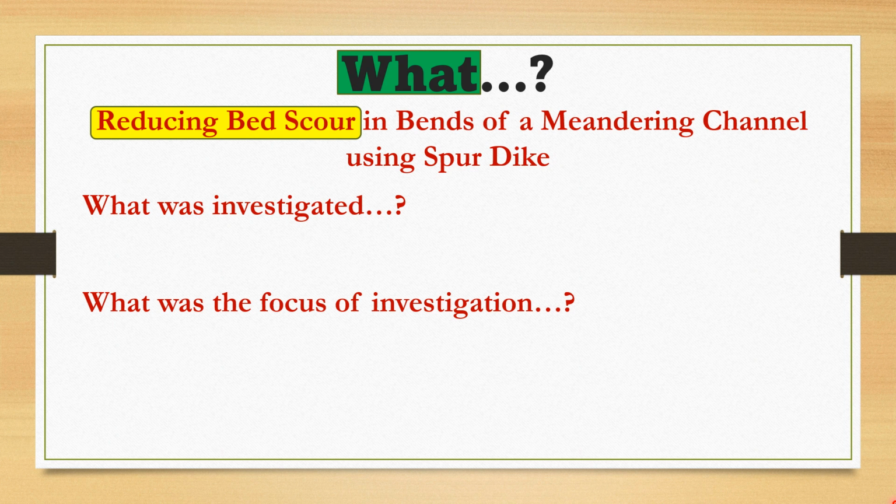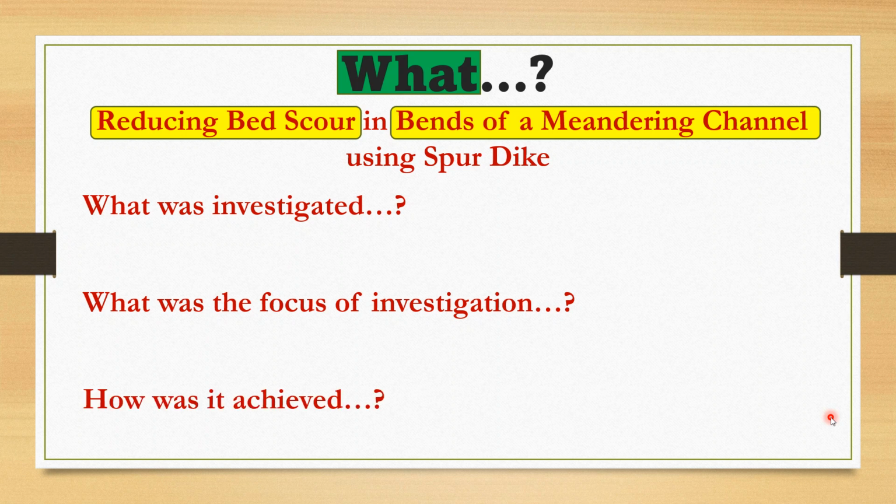The second question that arises from this portion of the research proposal is, what was the focus of investigation? Meaning, on what thing was I working to reduce the bed scour? It was the bends of a meandering channel. So I was focused on the bend of a meandering channel for the reduction of bed scour. Then how was it achieved? How did I reduce this bed scour? By installing different spur dikes in the channel, I tried to reduce the bed scour.